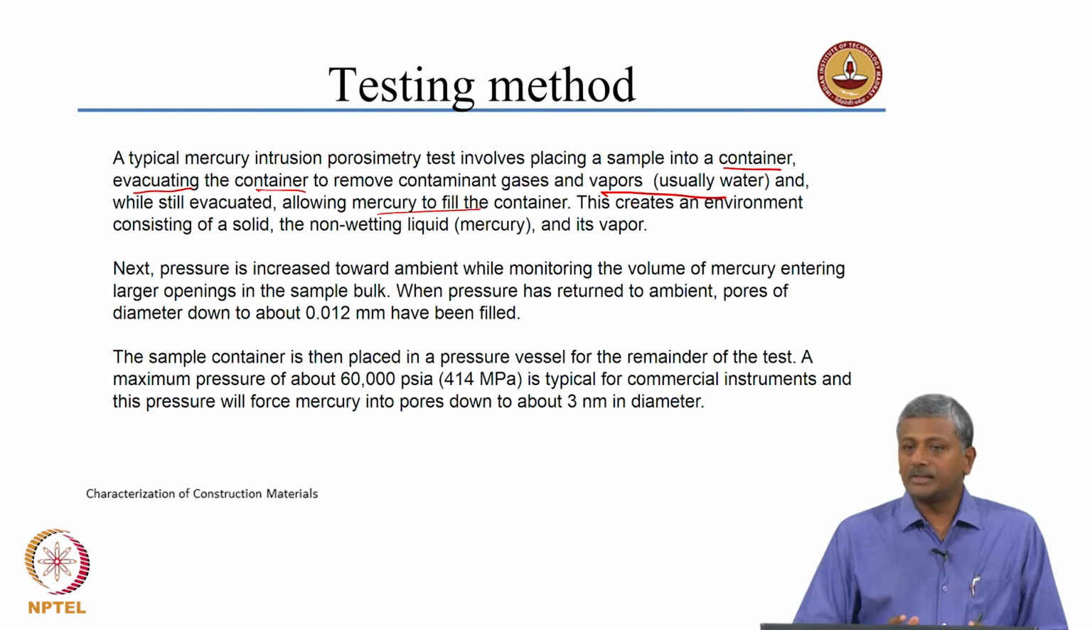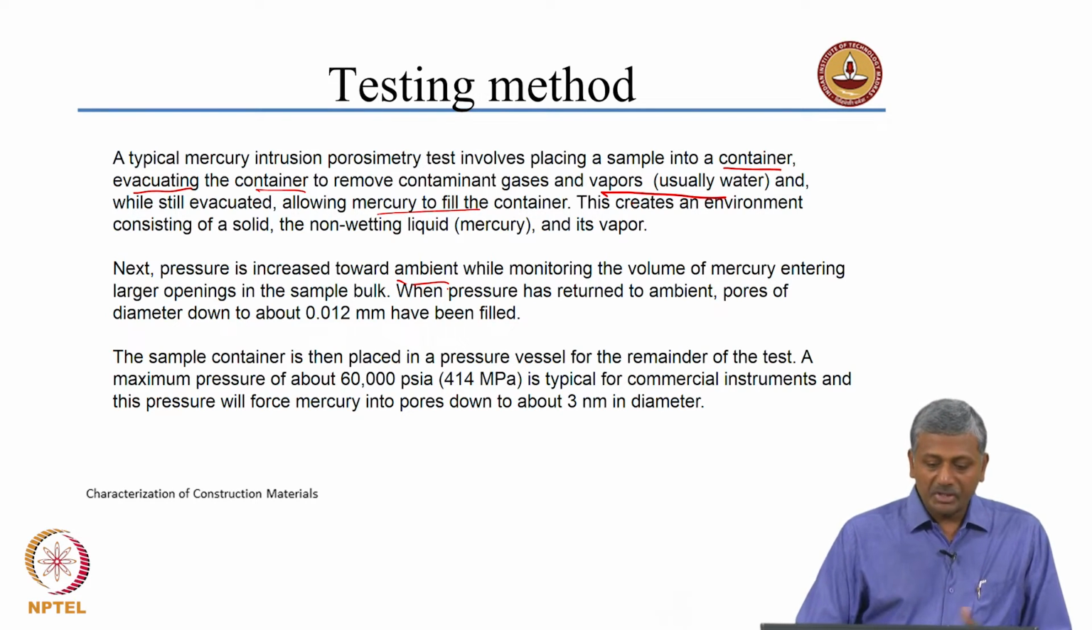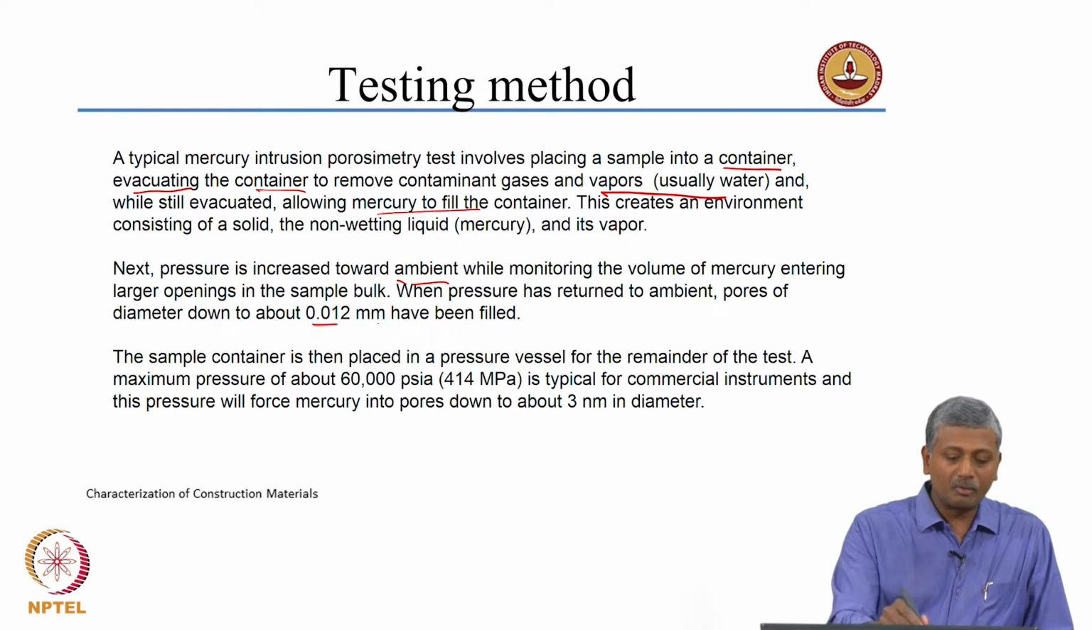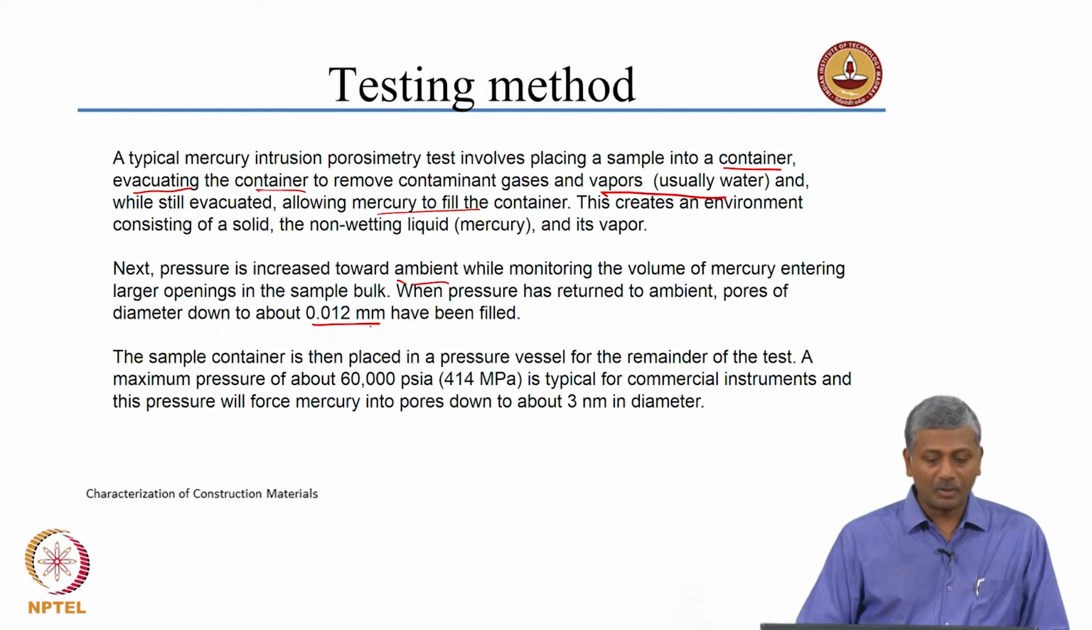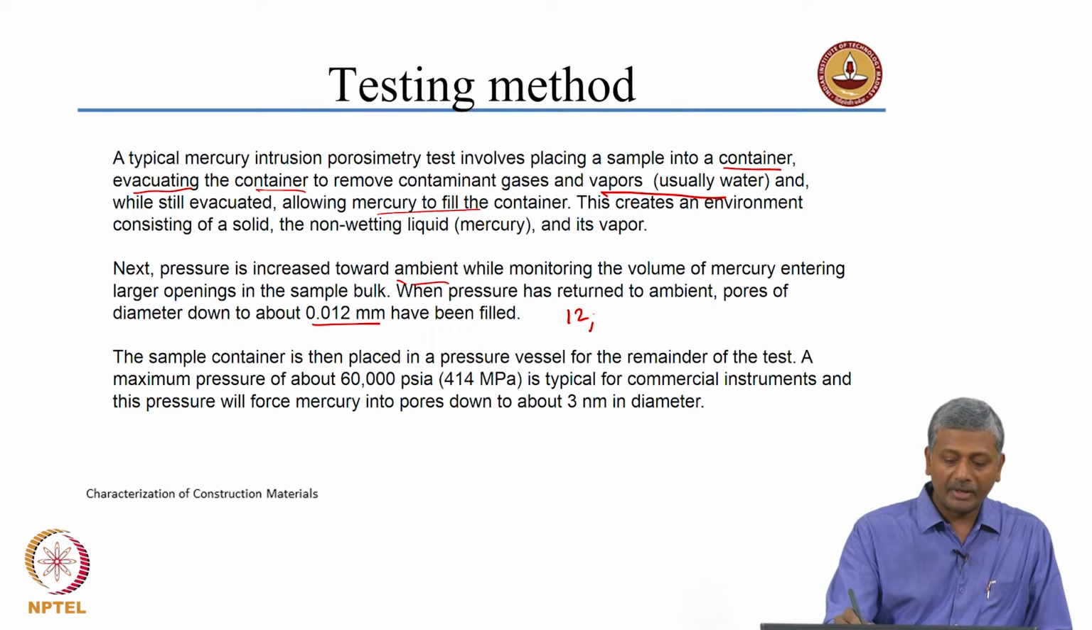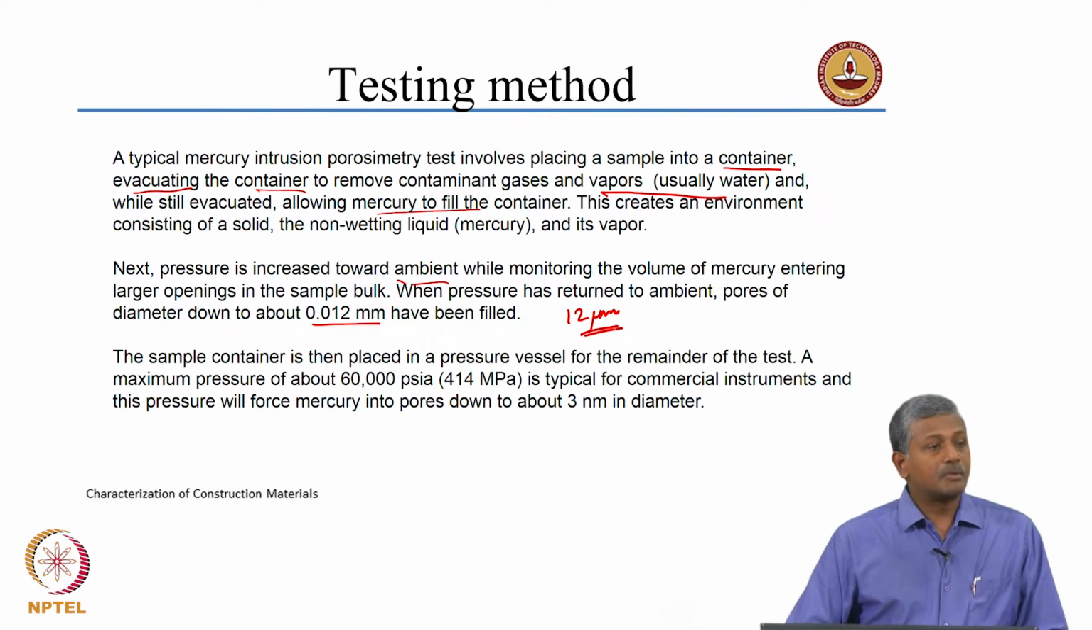So, it is not intruding the sample yet, it just fills the container around the sample, and then we pressurize the mercury to enter the sample. Pressure is generally increased towards ambient while monitoring the volume of mercury entering the larger pores. When the pressure has returned to ambient, the pores filled are to a diameter of about 0.012 mm. How much is that in microns? 12 microns. So, even up to ambient pressure, that is 1 bar, you fill up about 12 micron sized pores.